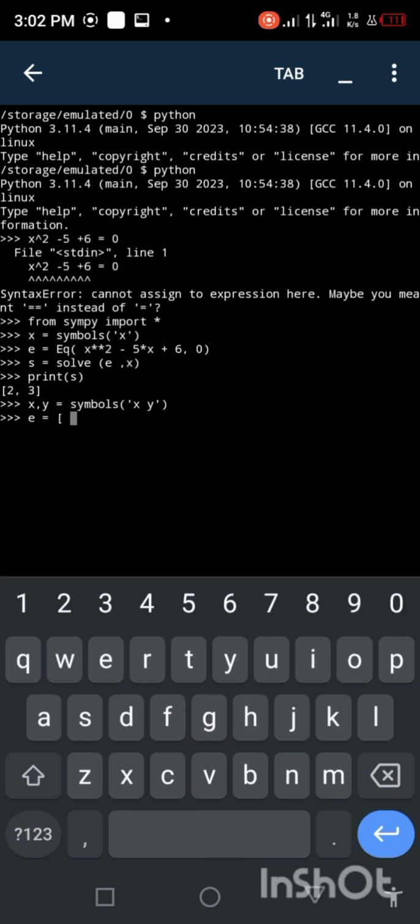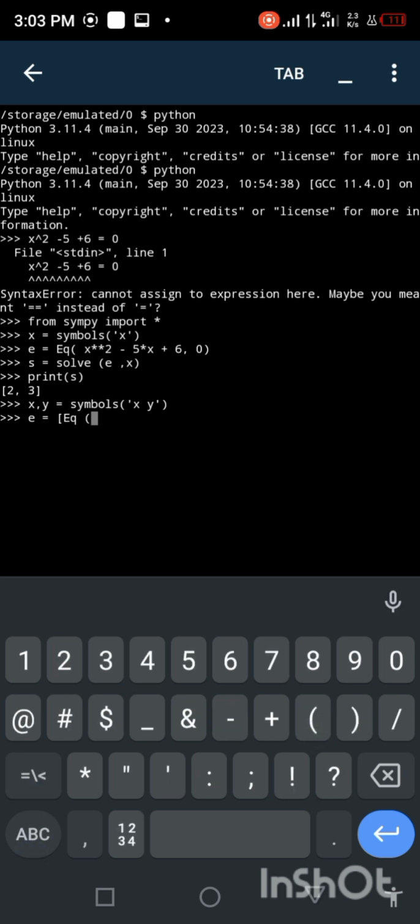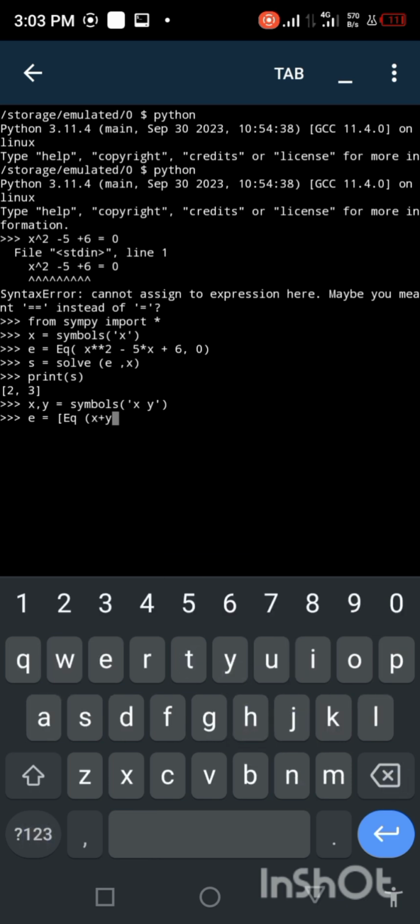This is a little bit more complex because we are keying in both of them at the same time. So Eq. This is going to be for the first part of the equation, which I said x plus y, then comma 5, that's equals to 5. You get right?